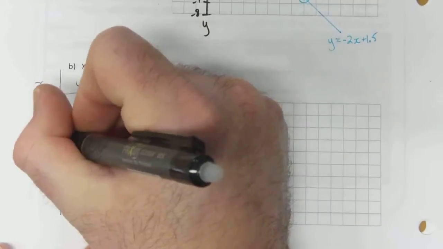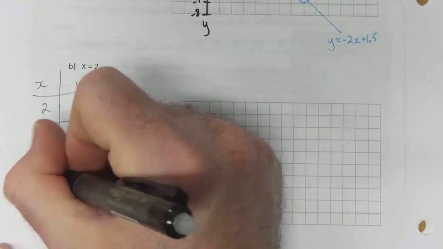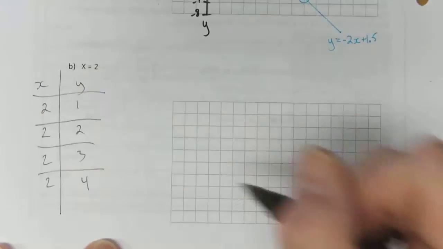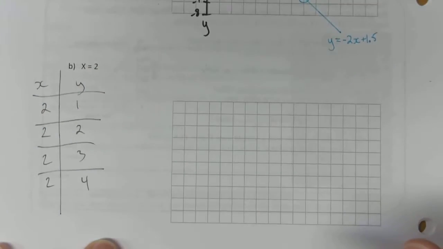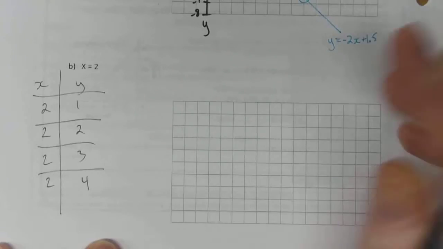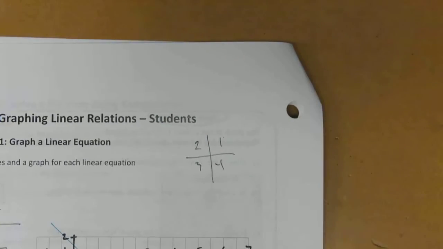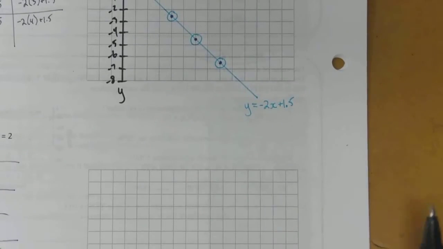If y is 1, x is 2. If y is 2, x is 2. If y is 3, x is still 2. And if y is equal to 4, x is still 2. x is not going to change. So we can start with that. All of these numbers are positive, which means we're going to be working in the first quadrant. So when you're drawing your axes, you can use that as a reference.